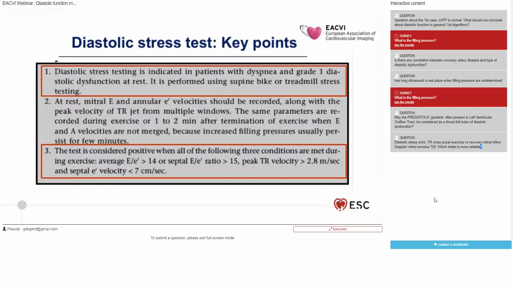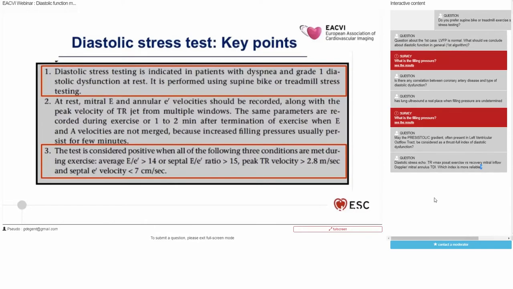And the test will be considered positive when all of the following conditions are met, that is E over E prime above the threshold, 14 for average E prime, or 15 when using septal E prime. Again, peak TR over 2.8 and septal E prime below 7 in resting condition.